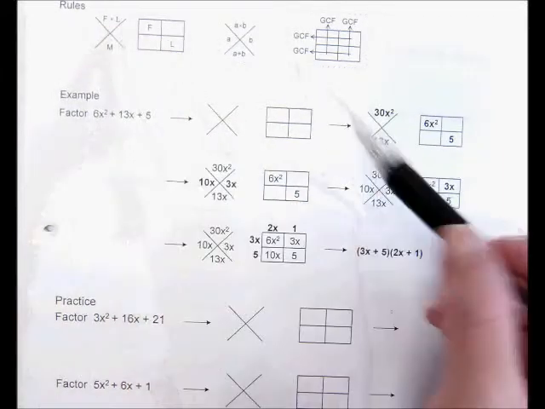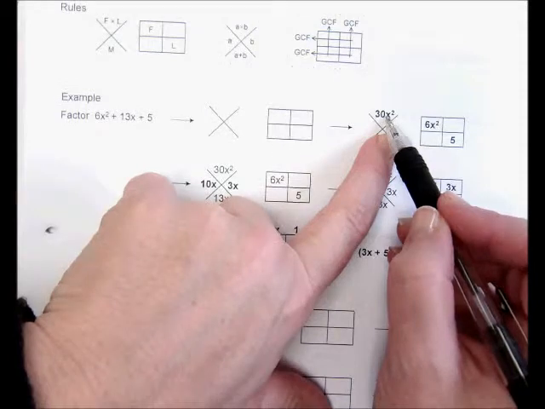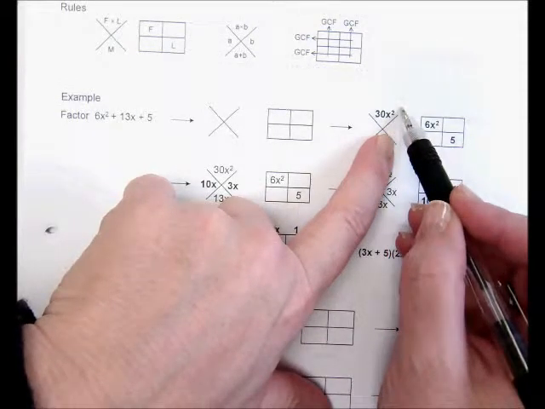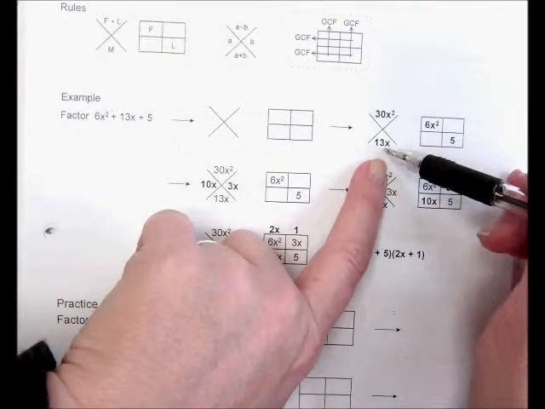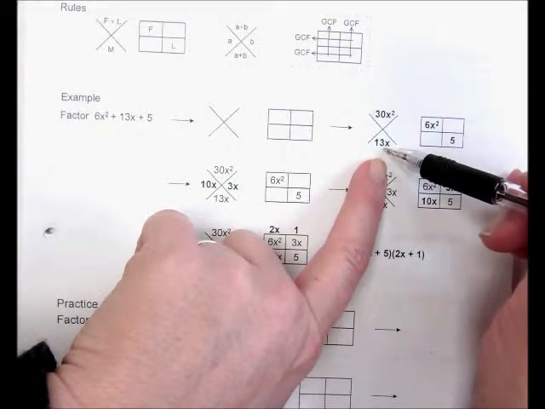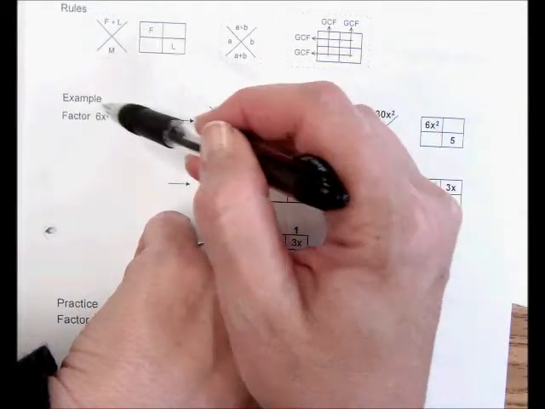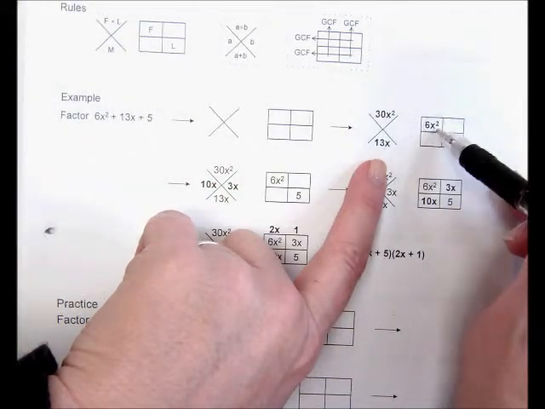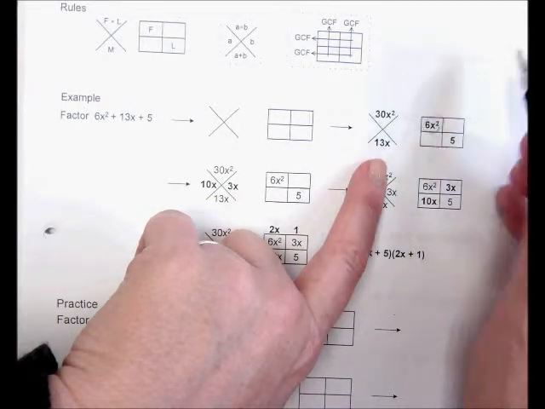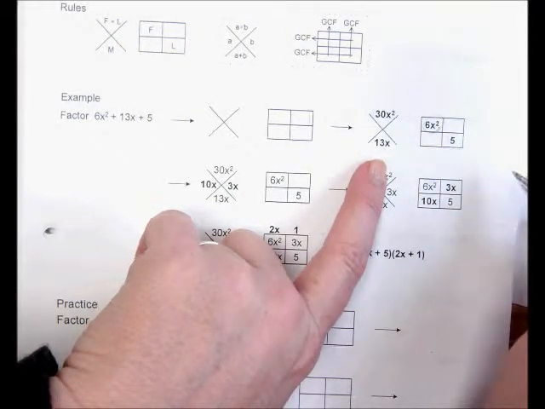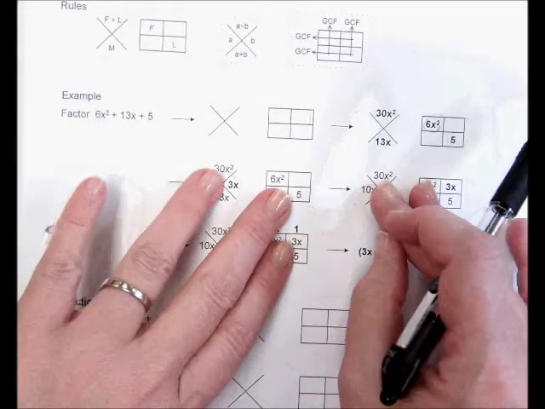My first step is I take my first term and my last term, multiply them, and put it in the top box right there, 30x squared. Next step is I put my middle term in the bottom, 13x. How I use the box is I put my first term from my quadratic in the top left hand box, and I put my last term in the bottom right hand box. So that's how you set it up.